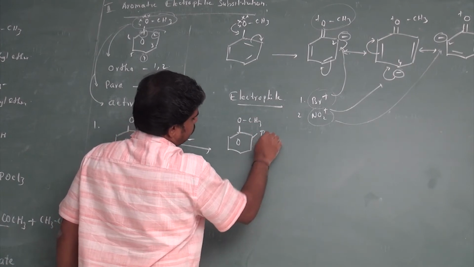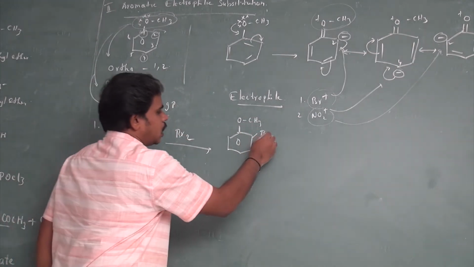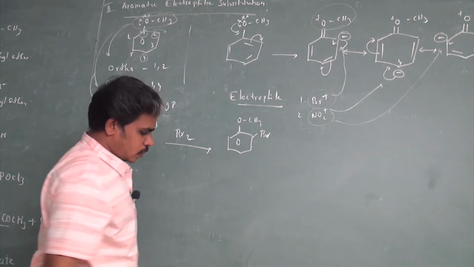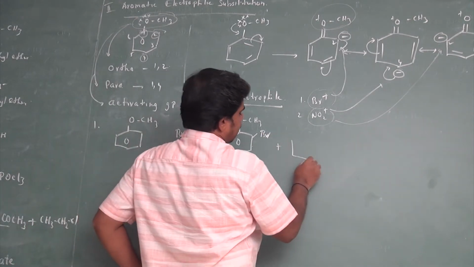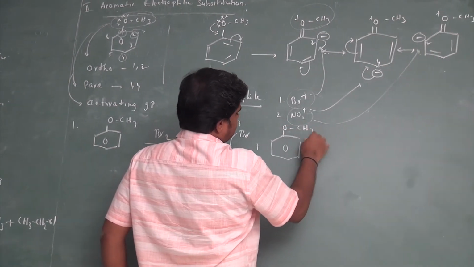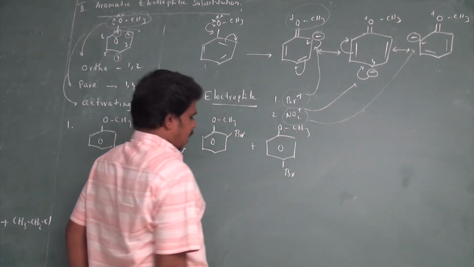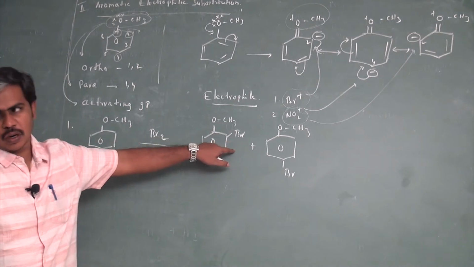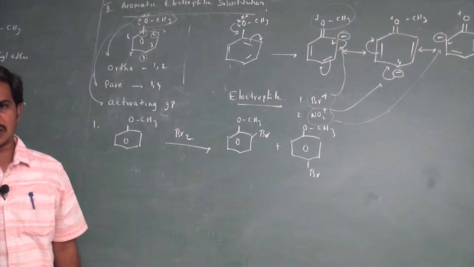OCH3 and Br. It is ortho-bromo anisole. And one more, it is para-bromo anisole, with OCH3 here and Br here. So, ortho-bromo anisole and para-bromo anisole are the products.